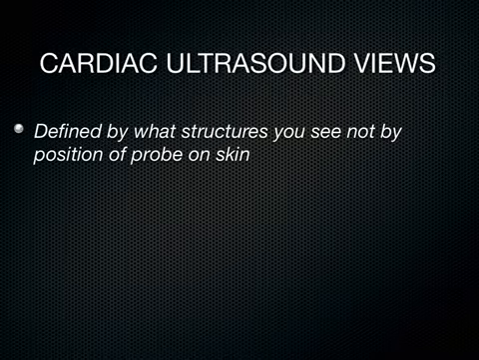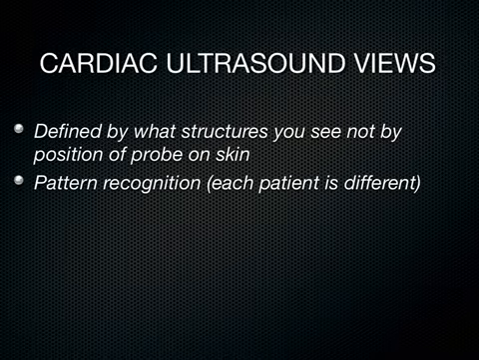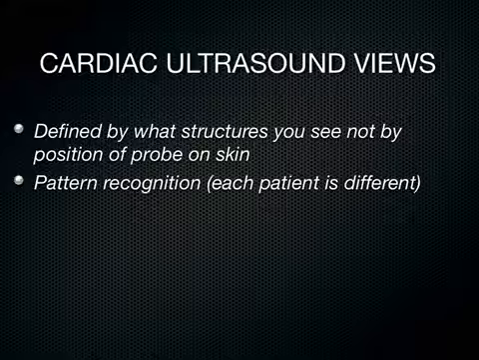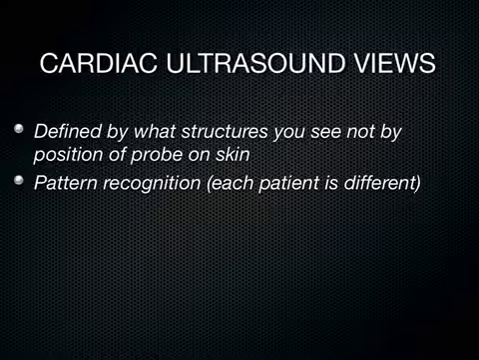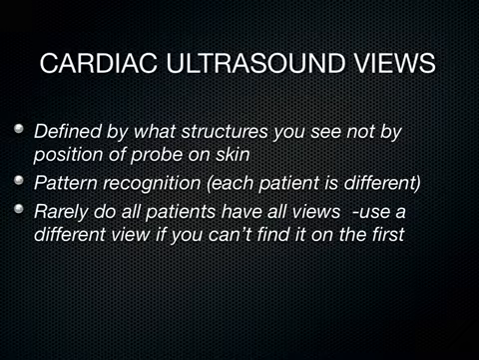So how do we define cardiac ultrasound views? They're defined by the structures that you see on the screen, not the position of the probe on the skin, because everybody's got a different chest wall shape. What you're looking for are certain patterns on the screen, more so than exactly where to put the probe on the chest. For some patients the parasternal long is going to be the second intercostal space; I've found it all the way down at the 5th or 6th intercostal space, believe it or not. It's very patient dependent, and most patients don't have all the views.